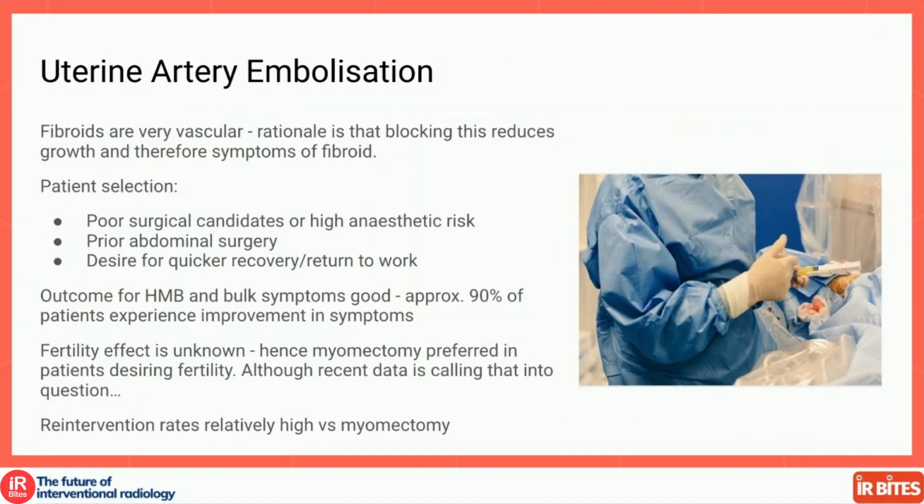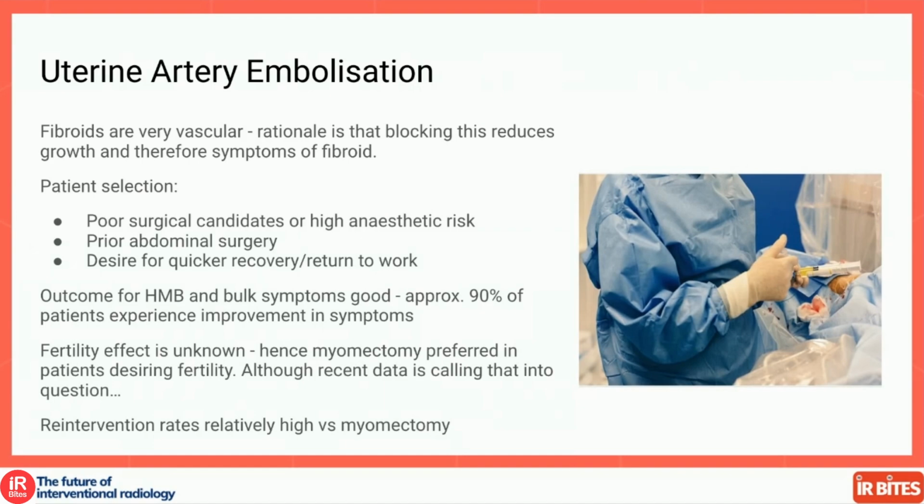And traditionally, it's been done for patients who are poor surgical candidates or have really high anesthetic risks. So we mentioned before, particularly BMI, but other comorbidities like respiratory disease or cardiac disease. If they've had prior abdominal surgery, that makes the myomectomy a lot more difficult.